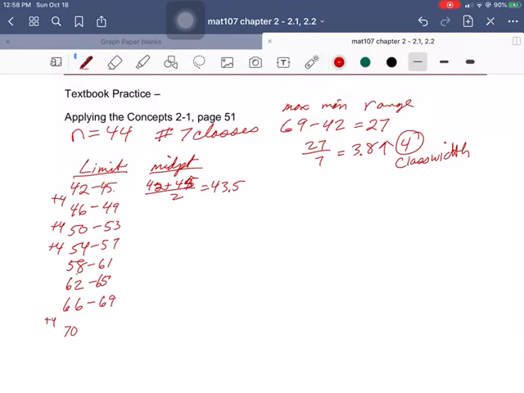And then I went through the tally myself to find out the frequency of how many fall into each class. It came out to 2, 7, 8, 16, 5, 4, and 2. Then I double checked that it came out to a total of 44, right? That's to make sure I got them all. And then I figured all the relative frequencies.